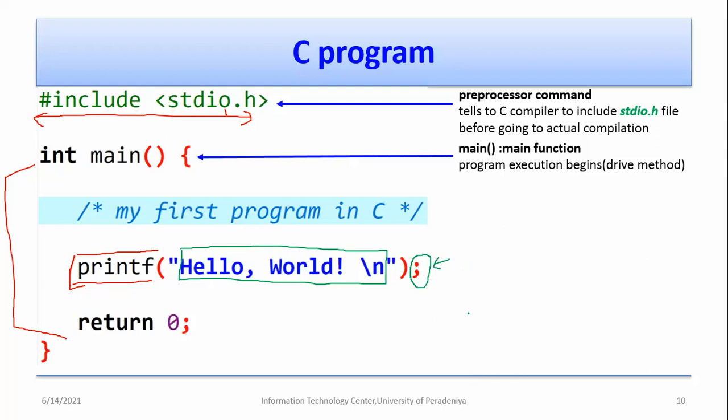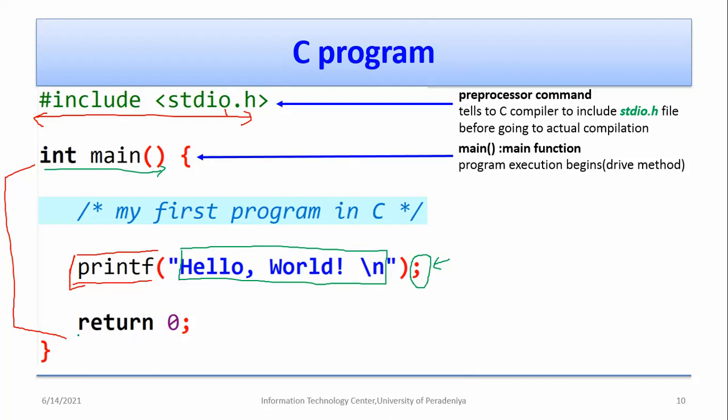So every statement should end with a semicolon, right? Here this is not a statement, this is not a statement. So this is a statement. Therefore, a statement should end with a semicolon, right? That is one particular rule in C programming. Every statement or expression should end with a semicolon. We'll see what an expression is later.